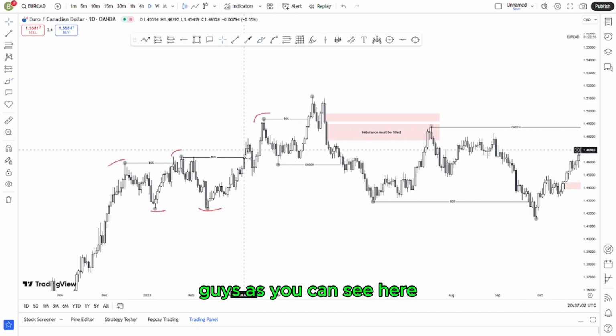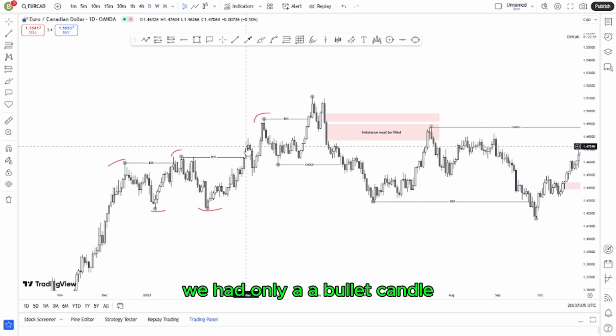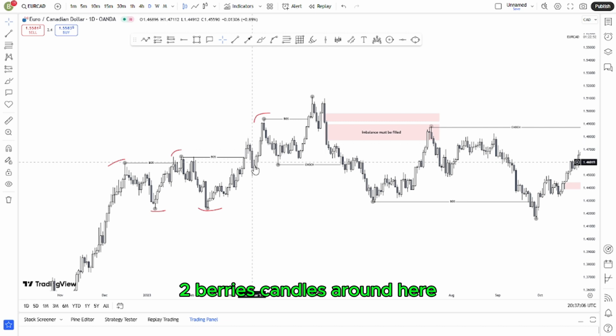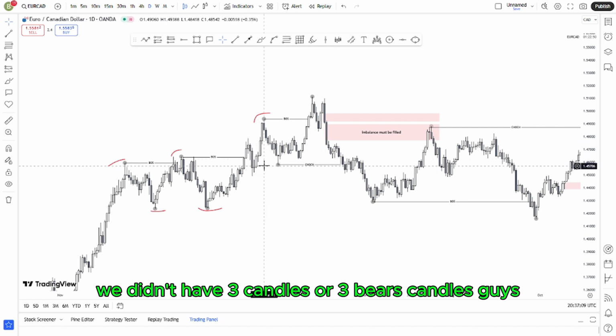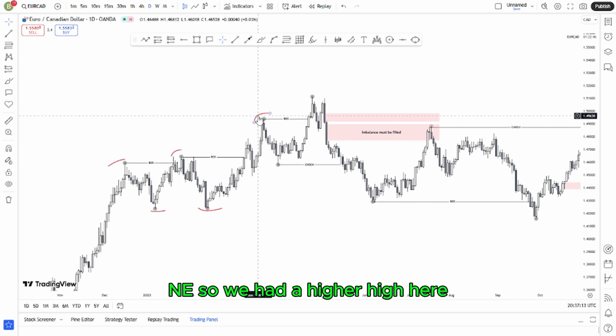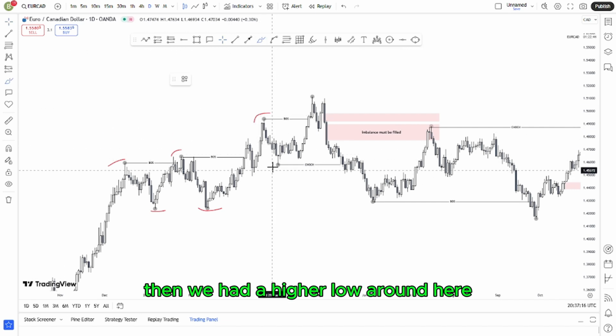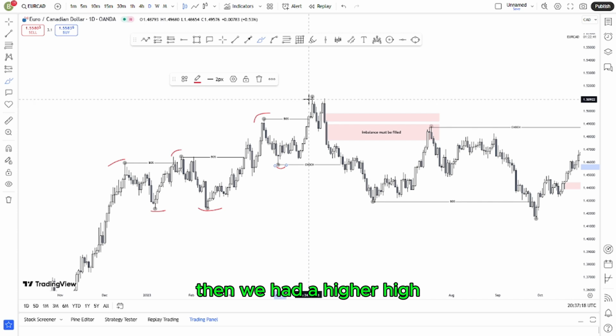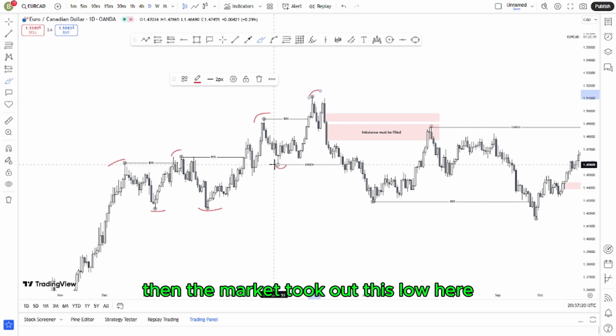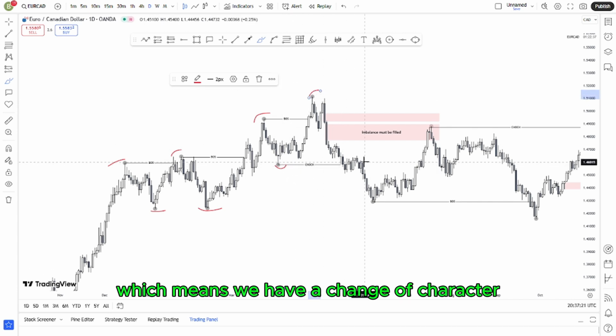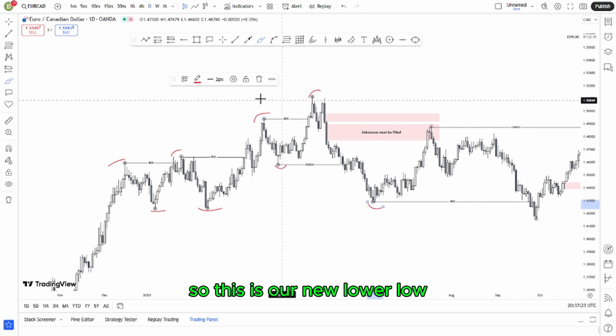As you can see here, this is not a valid pullback. We had only a bullish candle, 2 bearish candles around here. We didn't have 3 candles or three bearish candles, guys. Now, so we had a higher high here, then we had a higher low around here, then we had a higher high, then the market took out this low here, which means we have a change of character. So this is our new lower low.